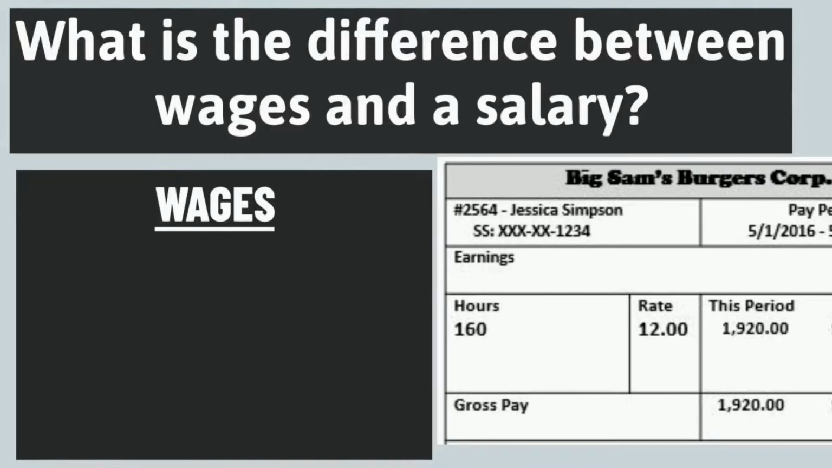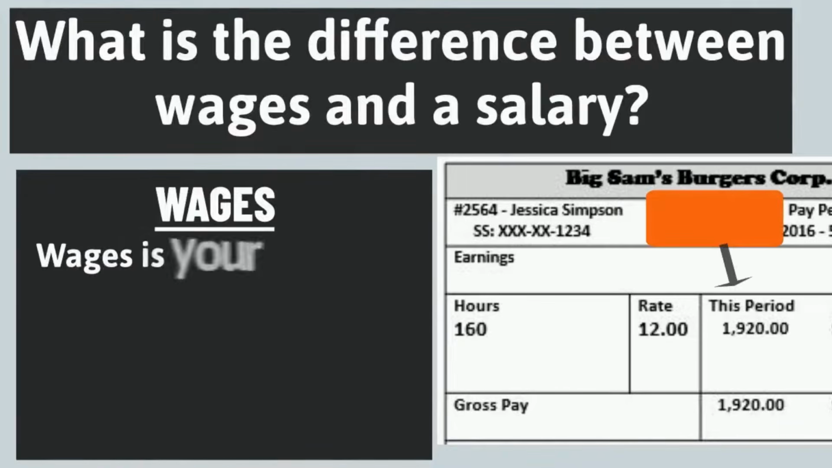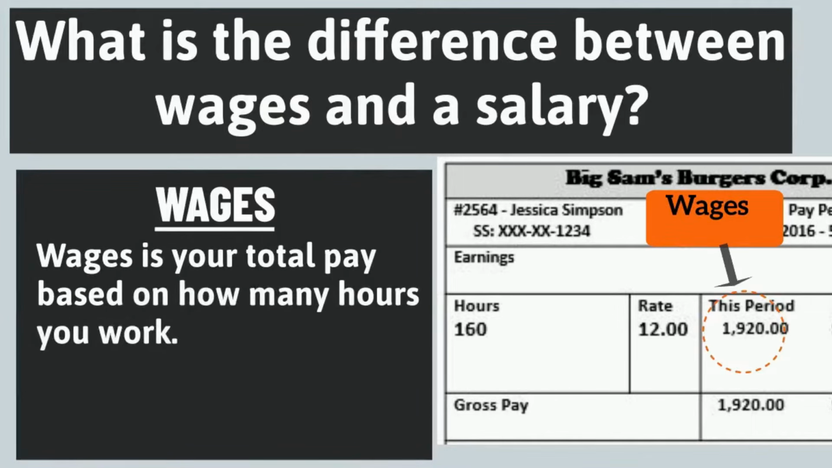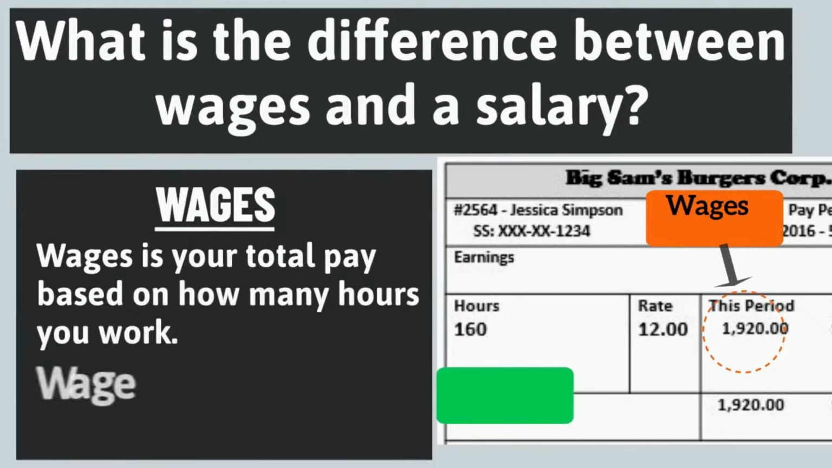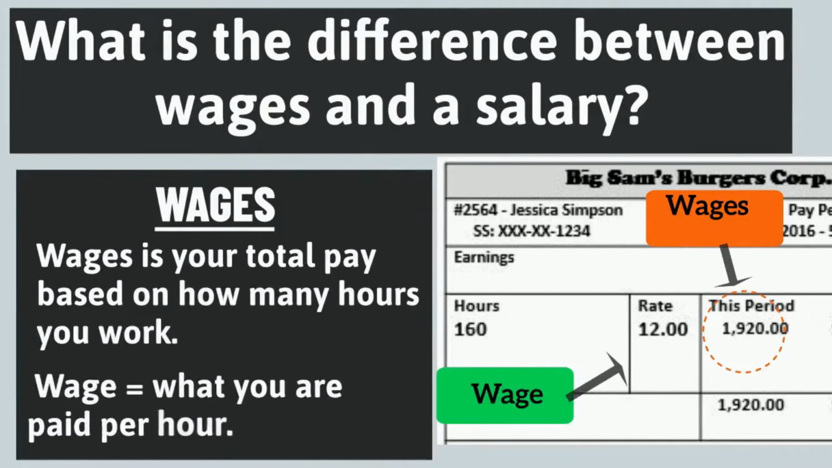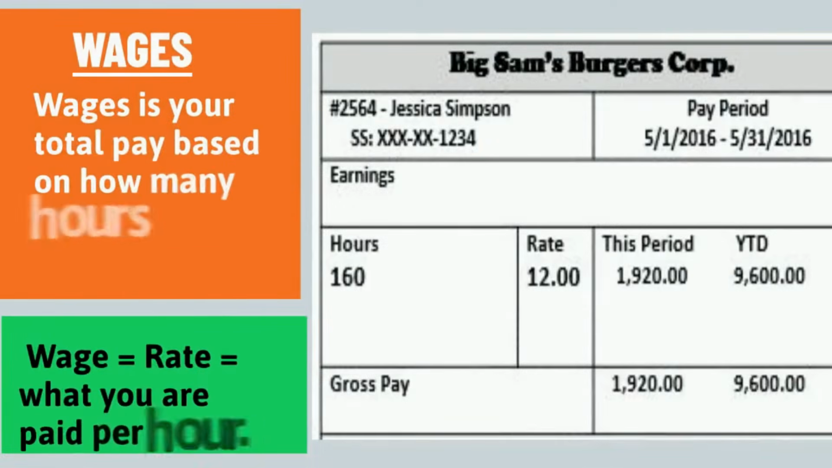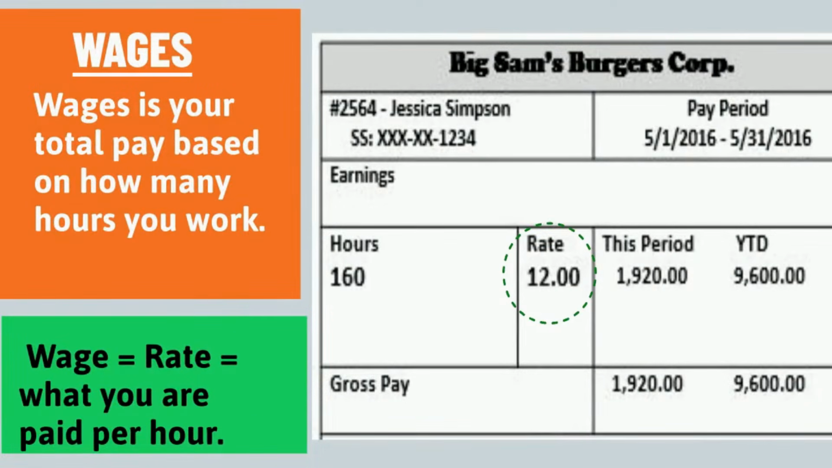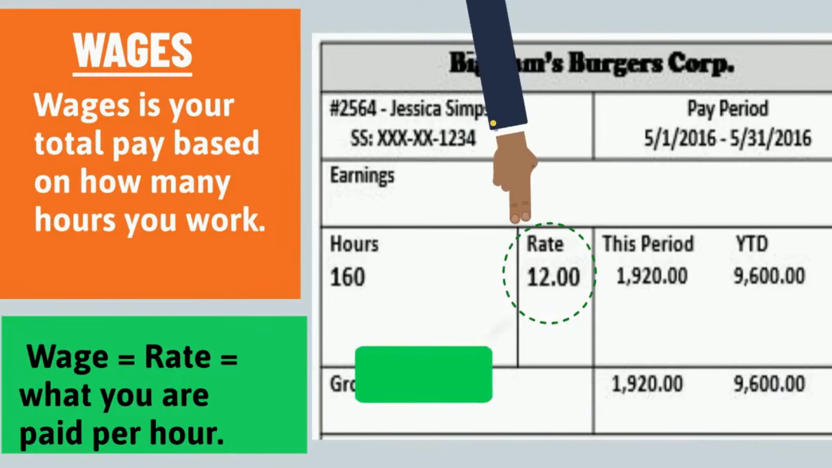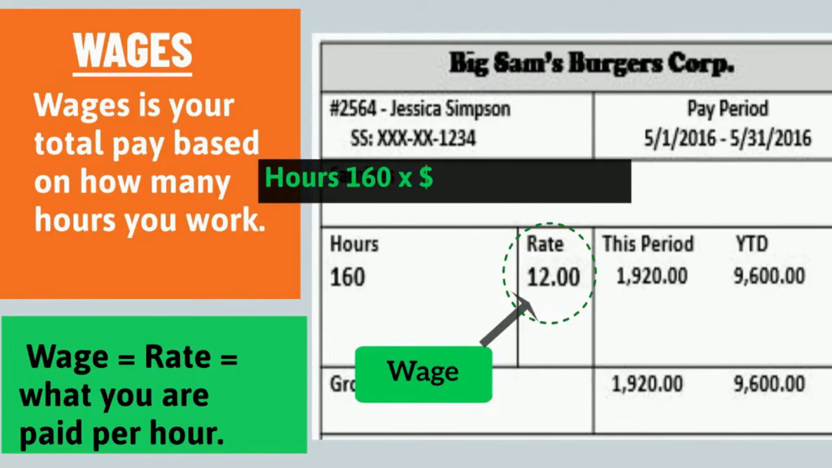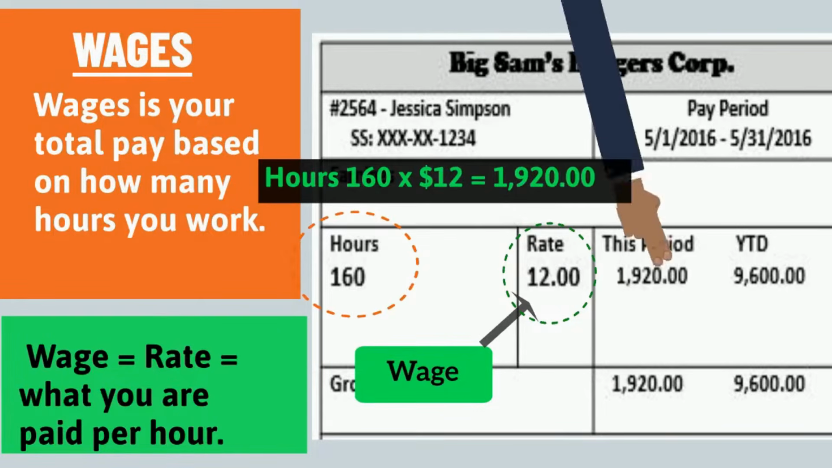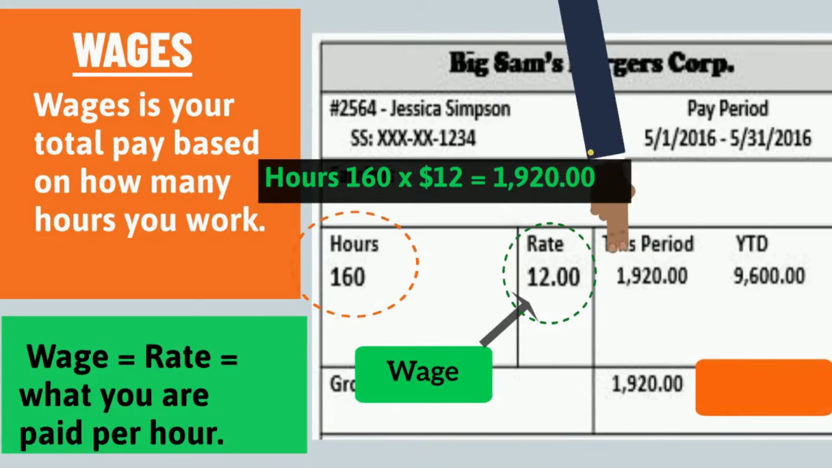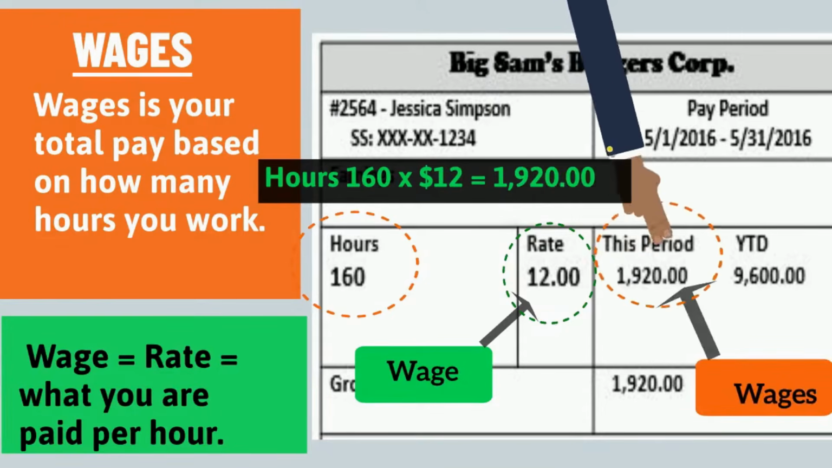Let's start with wages. Wages is your total pay based on how many hours you work. A wage is what you are paid per hour. On a paycheck stub, under rate will be how much a person is paid per hour, their wage. If you take the wage and multiply it by the total hours they worked, you get their total pay, or what we refer to as wages.